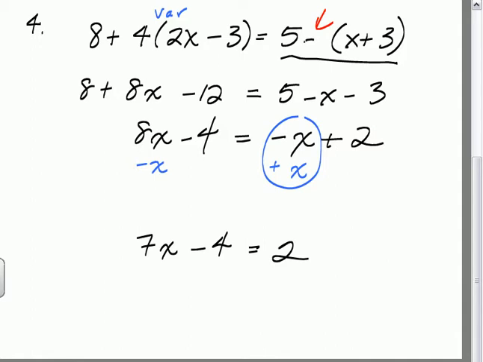So now we still have to combine, we have to get the numbers on the other side. Let's get what I want here. That 4 is out of place, so I'm going to add 4 to both sides. When I add 4 to this side, it's going to go to 0. 7x plus 0 is 7x. Add 4 to the right, I get 6. Then I'm going to divide both sides by 7 and get 6/7.